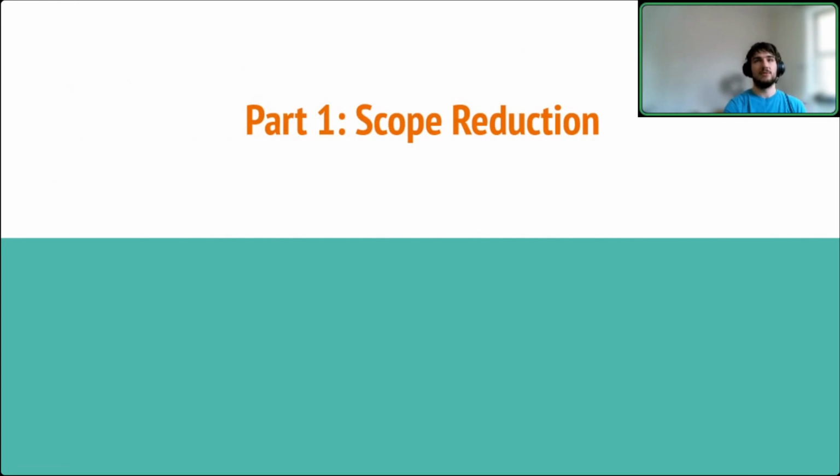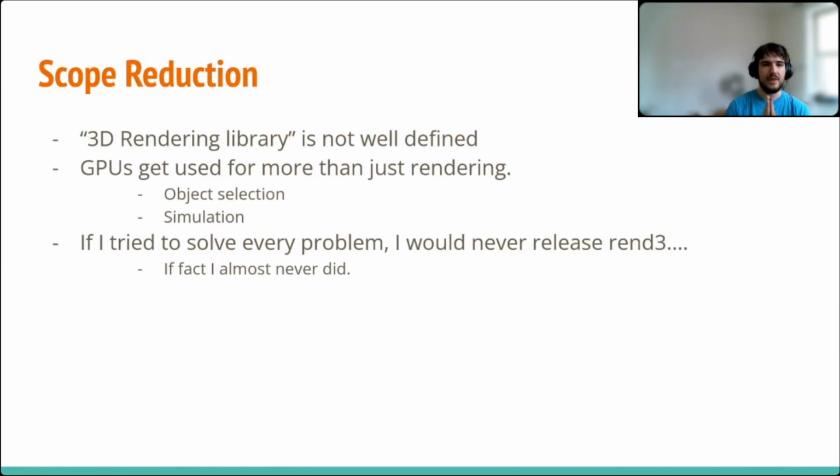Part 1, scope reduction. So a 3D rendering library is a very poorly defined construct. There's a lot of different ways you can go with that. And to that extent, there's a lot of experimentation in this space that is possible. And rend3 wants to be able to have people need to use rend3 for more than just rendering. Because people use the GPU for more than just rendering.